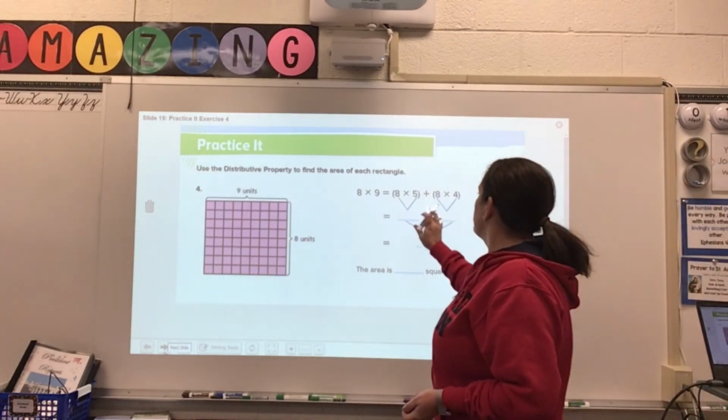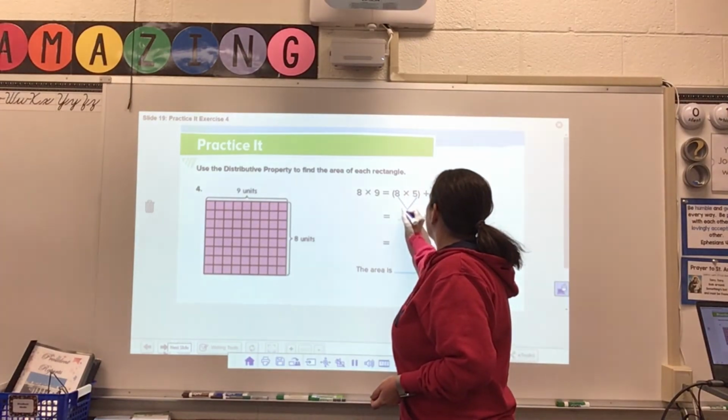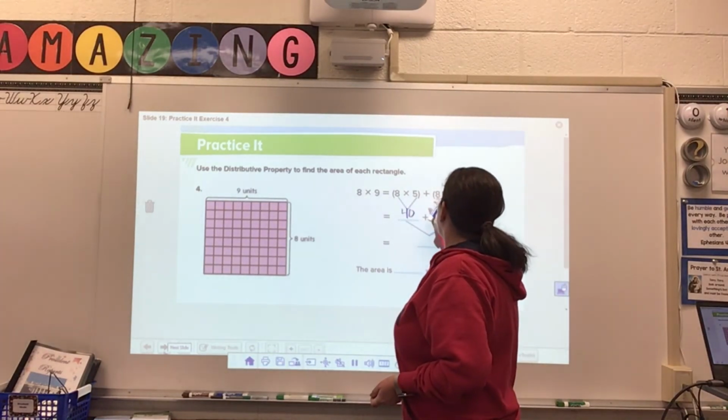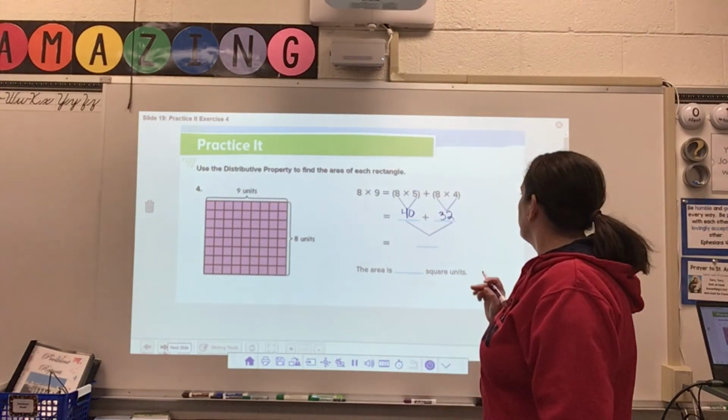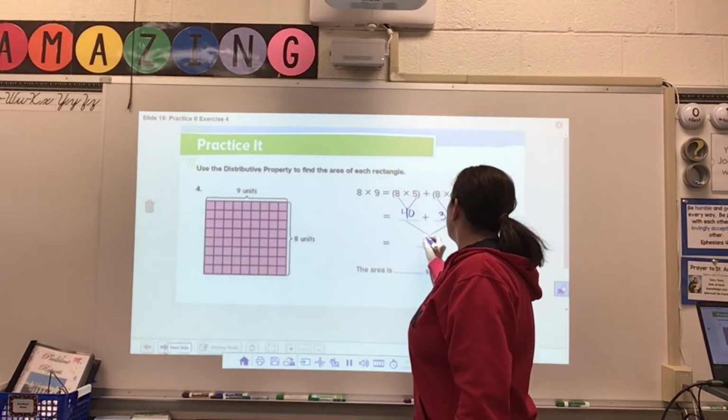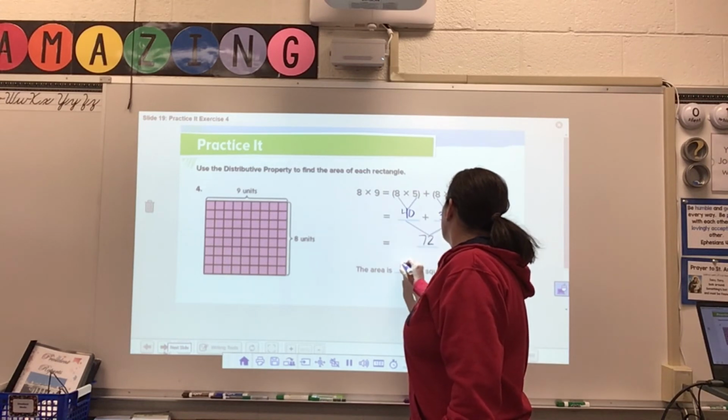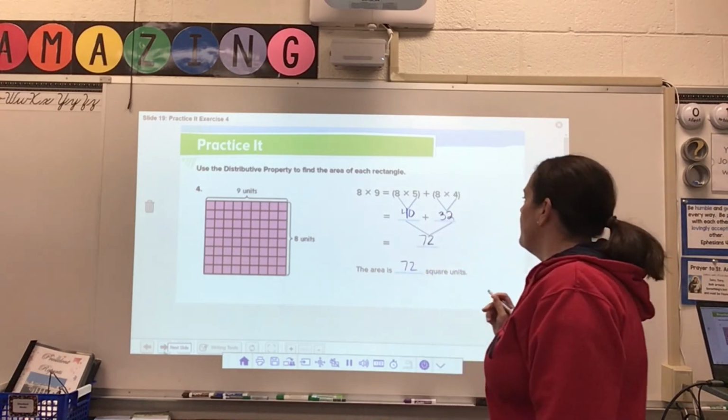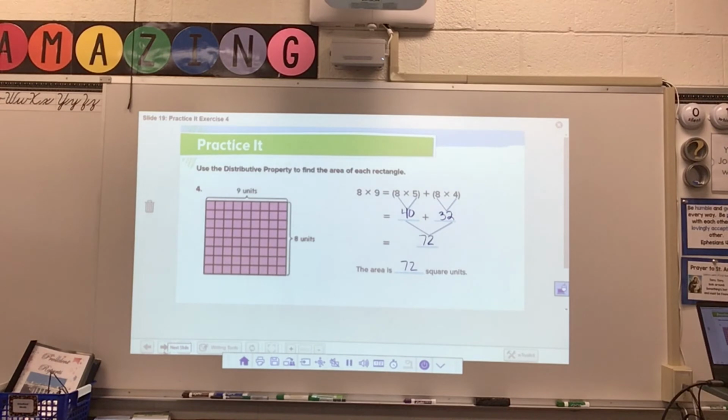All right, so 8 times 5 is 40. 8 times 4 is 32. 40 plus 32 is 72. So the area of that larger rectangle is 72 square units.